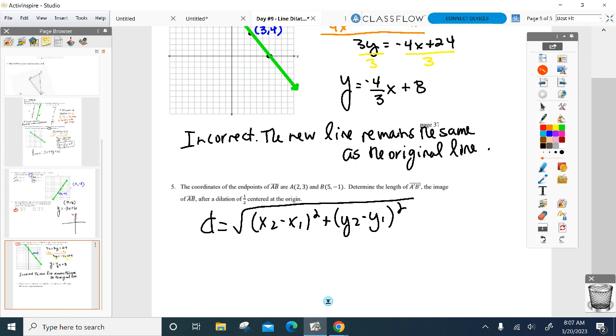It's centered at the origin, which is good. It's not going to remain the same line because you're dilating by 1/2 now. And it's a line segment, remember, so it doesn't go on forever. So you guys figure out how you want to find the length of A prime, B prime. Because there are 2 different ways you could do it here. You've got the coordinates of A and B. AB has a certain length. And now you're going to dilate it by 1/2 at the origin.